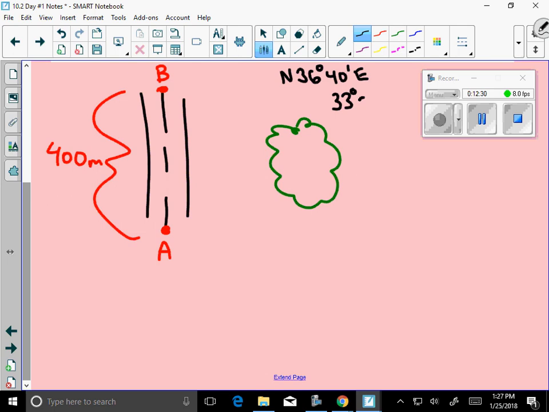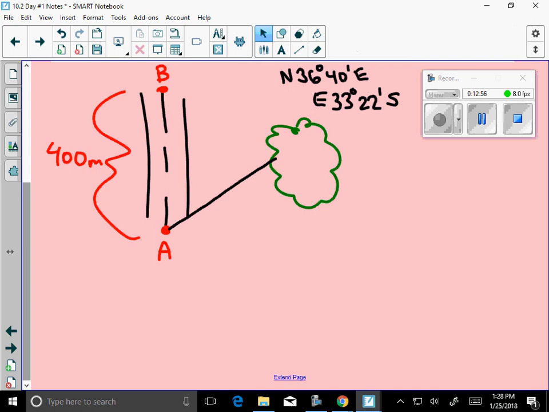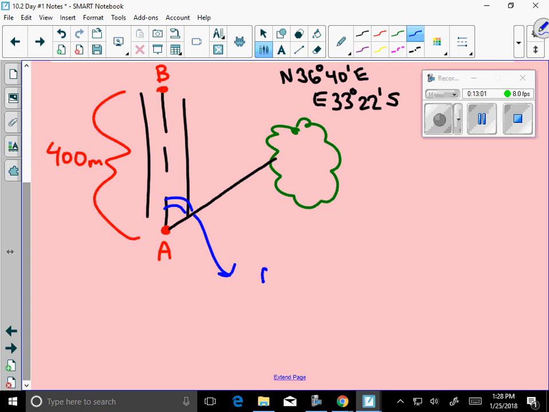33 degrees, 22 minutes. Is there direction put on it? East, south? Okay, which one would have to go with which here? Well, would the north 36 go with B or A? It'd have to go with A, right? Because if I'm facing north and then I turn to the east, this angle right here, let me mark it with a different color because children like colors. This angle would be north 36 degrees, 40 minutes east.